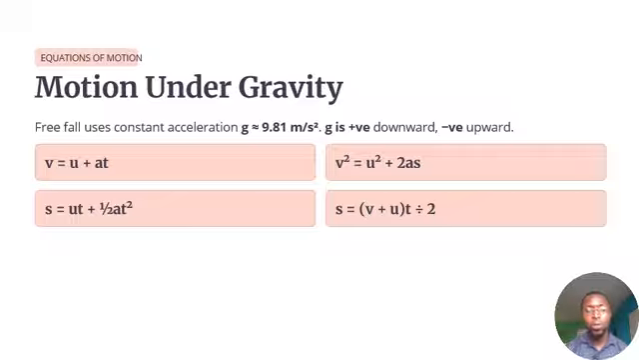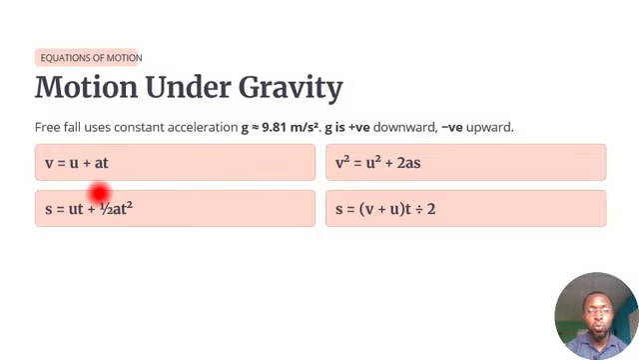When we say motion under gravity, we mean motion that has been affected by what? By gravity. And we normally make use of these four formulas. We call them equations of motion to determine such motion. We can use any of them depending on the scenario. It will also be part of our next lesson to see how to apply these formulas.